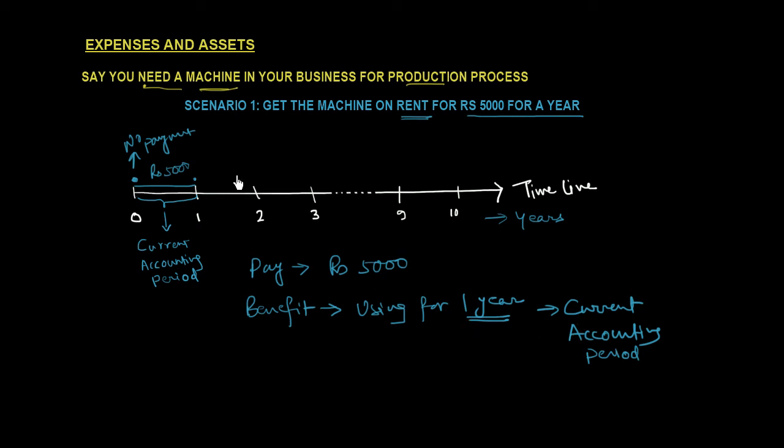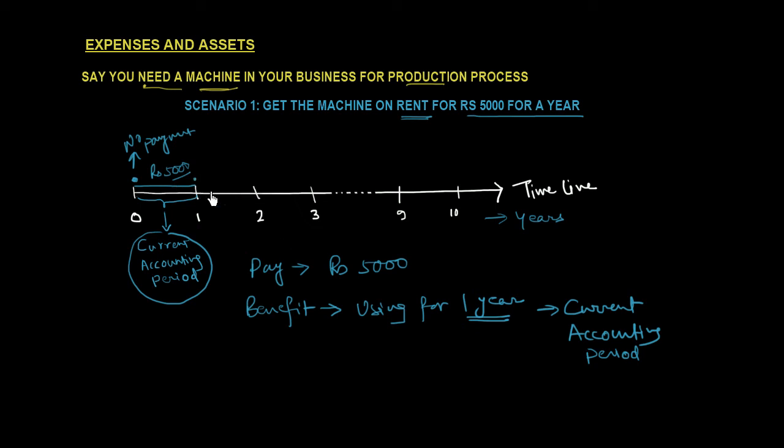And now the most important part over here: this amount that you have paid is actually giving you benefits which are consumed within the accounting period. This outflow of money is giving you a benefit which is being consumed and enjoyed in the current accounting period itself. The benefit does not go beyond this mark. This is the end of the current accounting period, and the benefit does not carry over to the next period.